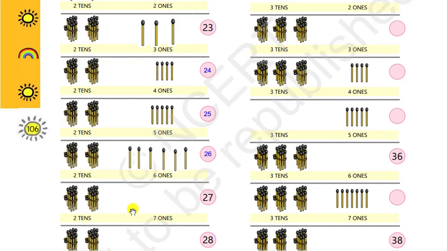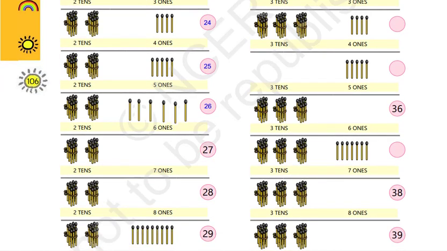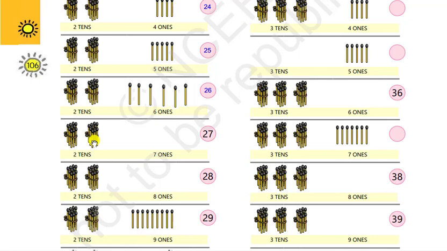Okay, next comes 27. 27 is 2 tens and 7 ones. So here there are 2 bundles which is 2 tens. Here it will be 7 ones, meaning 7 loose matchsticks, which is 27. So similarly here we will draw 7 loose matchsticks. So 1, 2, 3, 4, 5, 6, 7. Okay. Let us see the next one.